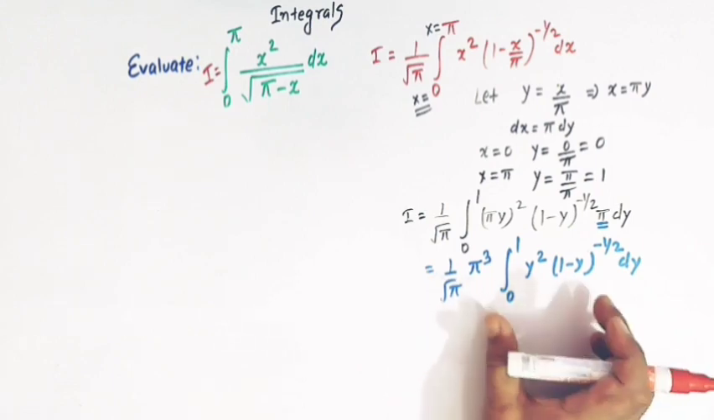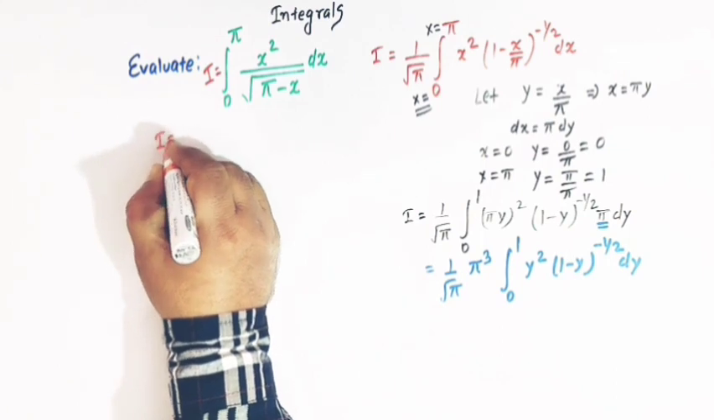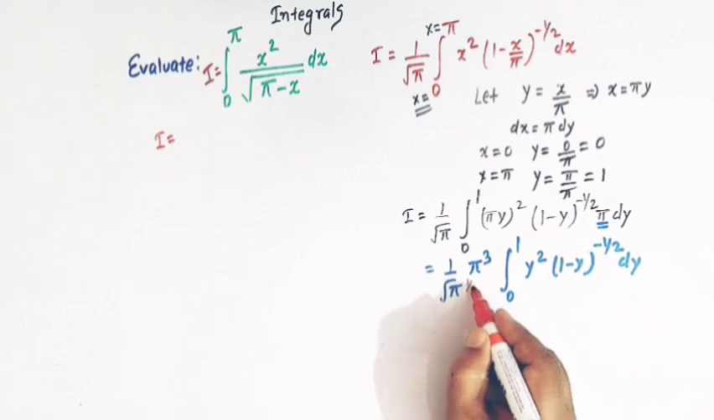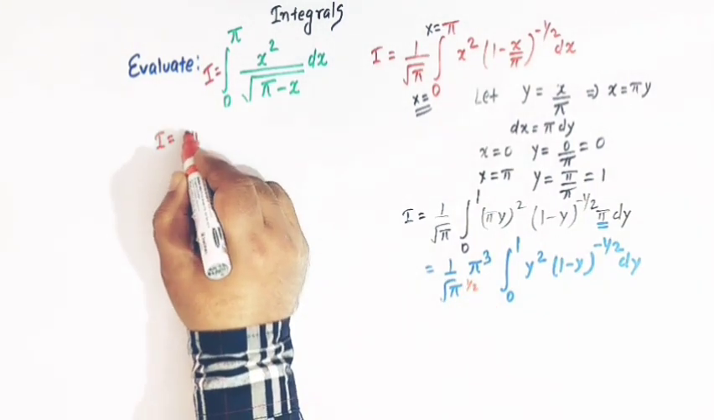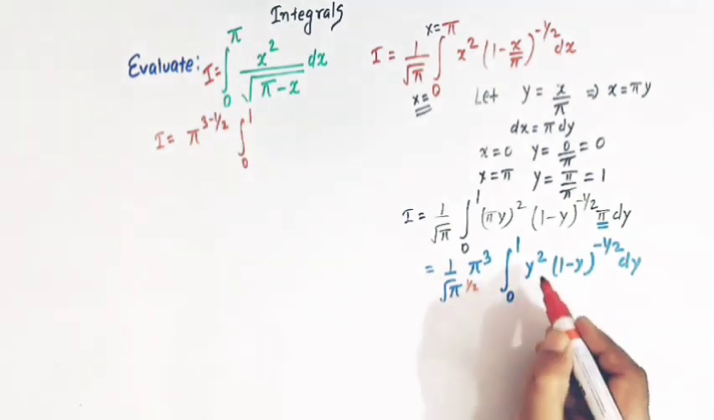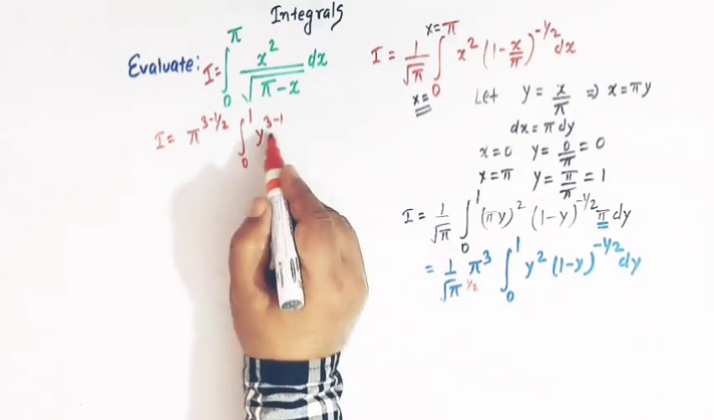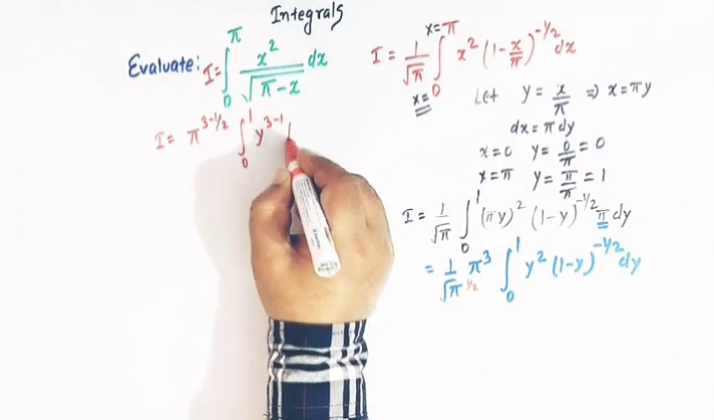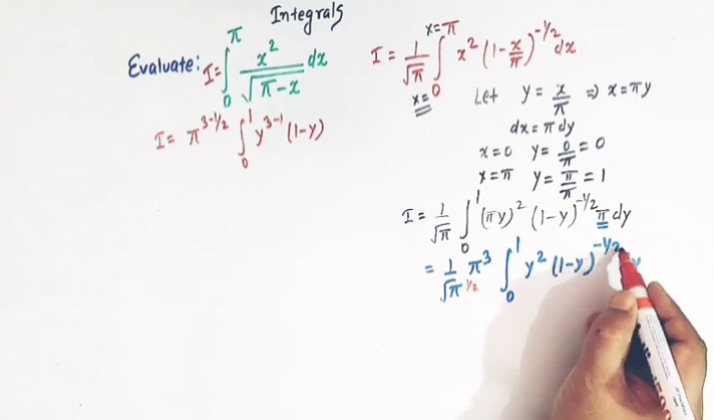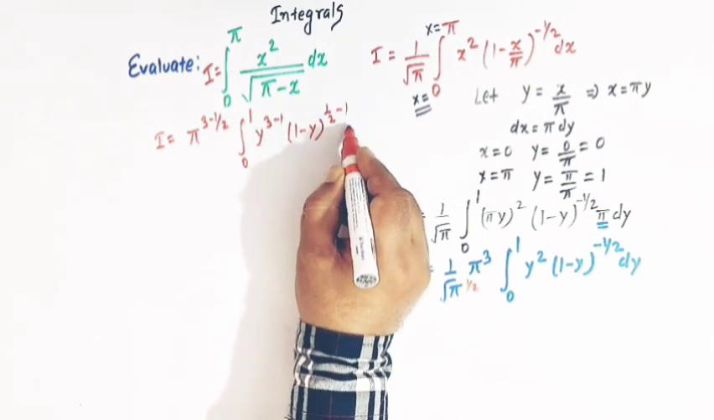So now let us again rearrange this integral. So we have I, here we have pi cube, here we have square root of pi, which is pi raised to half. So now we can write pi raised to 3 minus half, and we have 0 to 1. Y square can be written as y raised to 3 minus 1, right? Because 3 minus 1 is 2, and here we have 1 minus y, and here we have power minus 1 over 2. The exponent is minus 1 over 2, that is half minus 1, right?